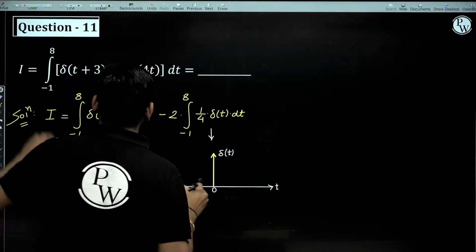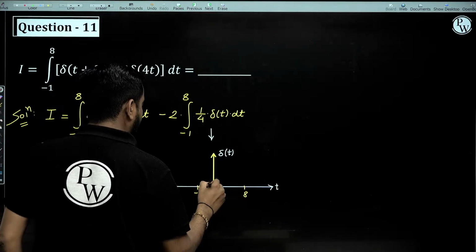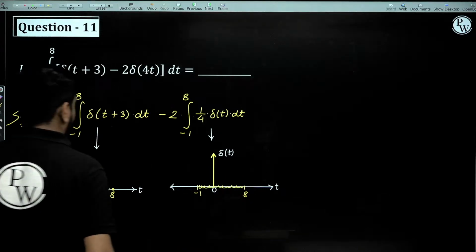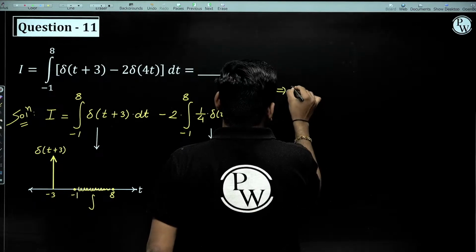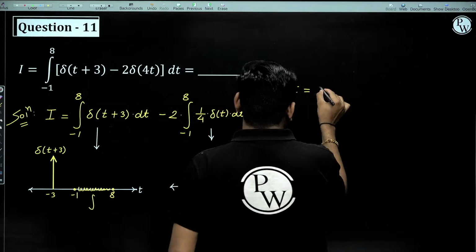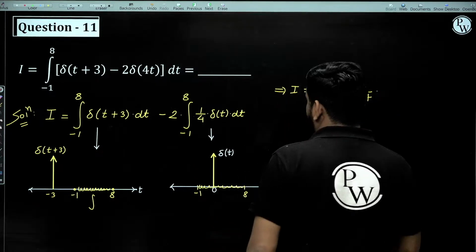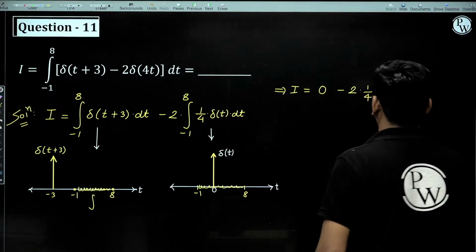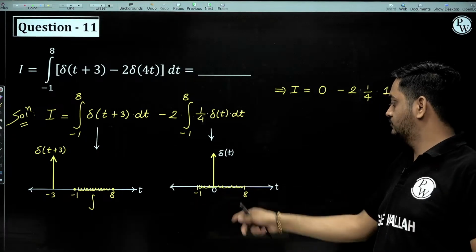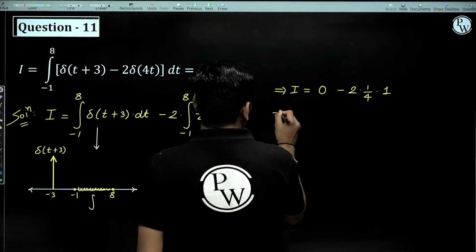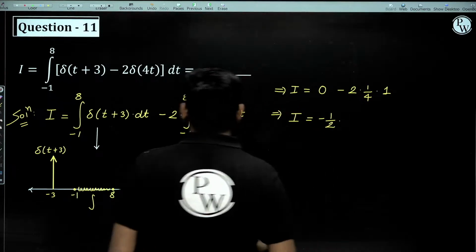Del t origin, and you are doing integration from -1 to 8, guys. Of course, now the property you can use. So integral I is equal to, answer of first integration is 0. This is -2 into 1 by 4, and integration of impulse is 1, guys. Correct? Area of impulse from -1 to 8 is 1. So that's why I is equal to -1 by 2, guys.